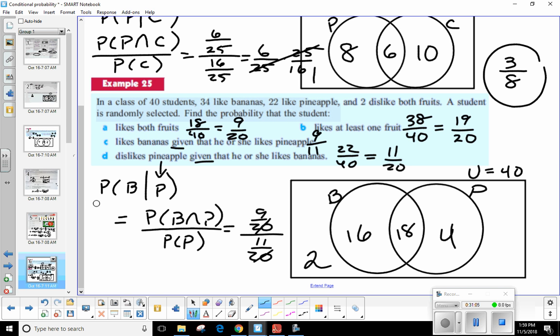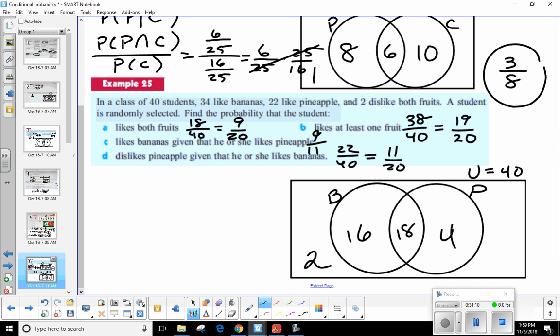All right, so let me give you an opportunity to take a look at D. Dislikes pineapple given that he or she likes bananas. So how would I write dislikes pineapple? There you go. So we're talking about its complement. Given he or she likes bananas. All right, so let me give you 30 seconds. Let's see if you guys can come up with the correct probability.